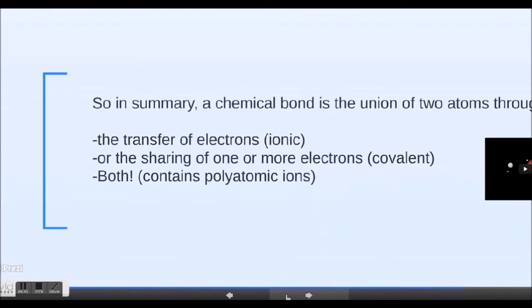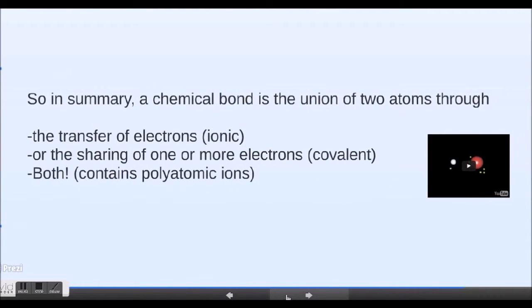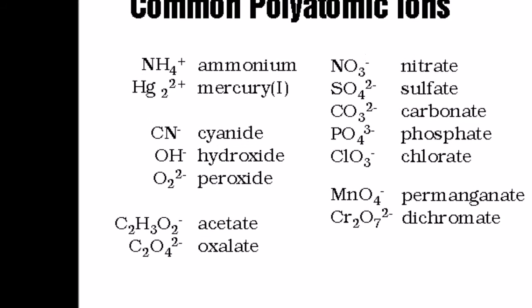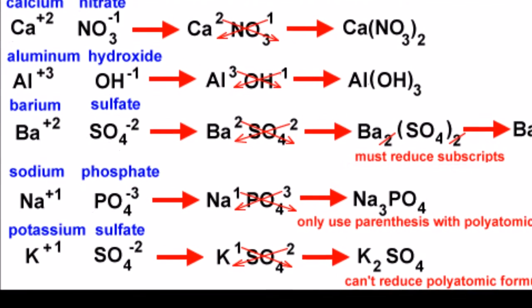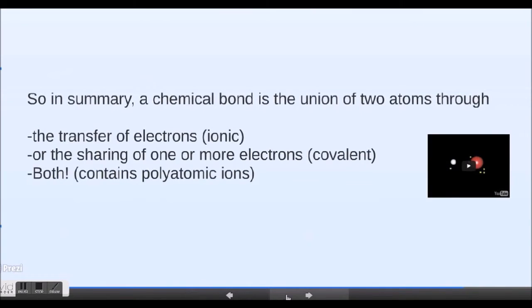If you have a compound that contains polyatomic ions, you have both ionic and covalent bonding, because a polyatomic ion itself may consist only of non-metals, so the polyatomic ion has covalent bonding. But then if that polyatomic ion reacts with a metal, you get ionic bonding. And that's all for a simple overview of chemical bonding.